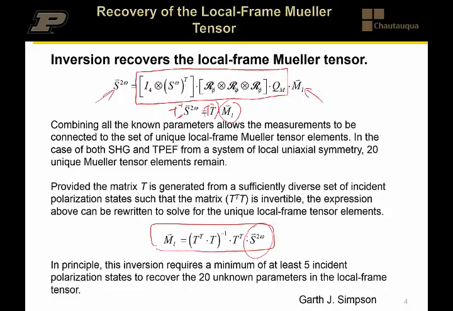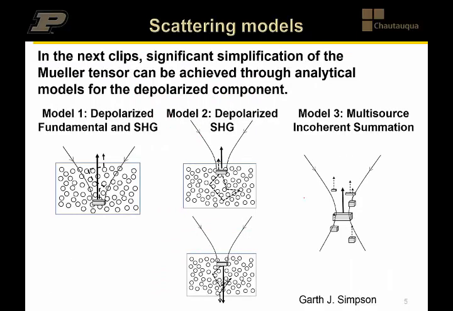As long as you have a sufficiently diverse set of polarization states going in that allows this matrix T to be inverted, then you can solve for the local frame Mueller tensor elements, irrespective of the local frame symmetry or even the presence or absence of local frame symmetry. If there is symmetry, you can take advantage of it, since that can mean a smaller number of required measurements.